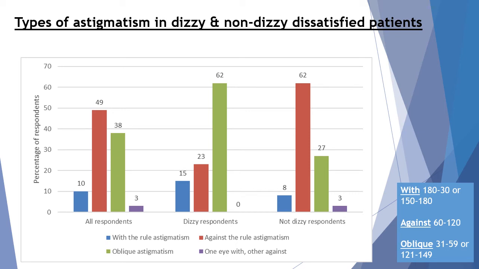And when we look at these data, we notice that the dizzy respondents were dissatisfied more often by oblique astigmatism changes, and the non-dizzy respondents were dissatisfied more by against-the-rule astigmatism changes. Now this study served as a pilot study really because we didn't get enough numbers to give ourselves complete confidence in the figures. So this study has in fact been extended, and the data is being gathered at the moment.